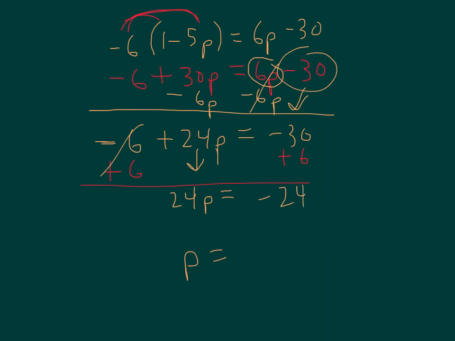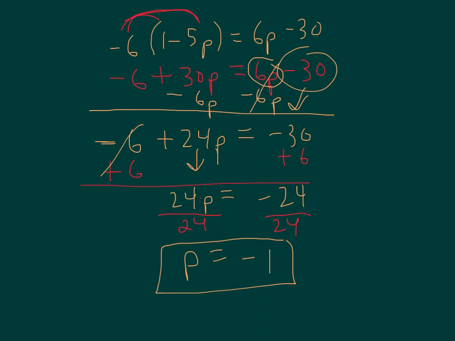Now I choose division, which is the opposite of multiplication. I divide by 24 on both sides, and I see a negative divided by a positive is a negative. 24 divided by 24, or any value divided by itself, is 1. So our final answer is negative 1.